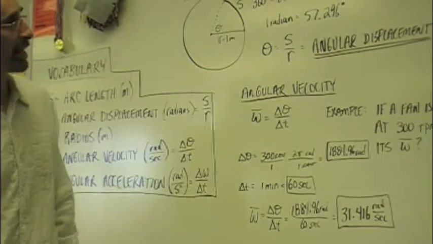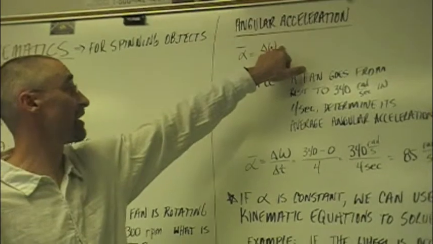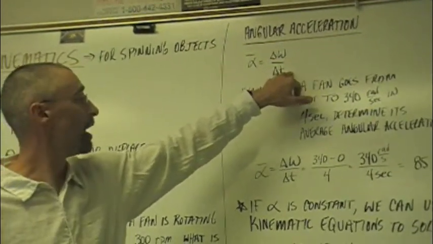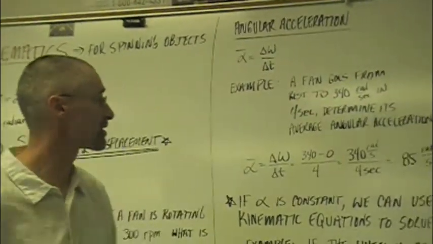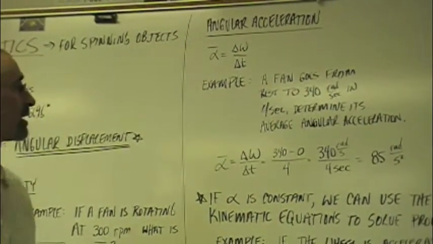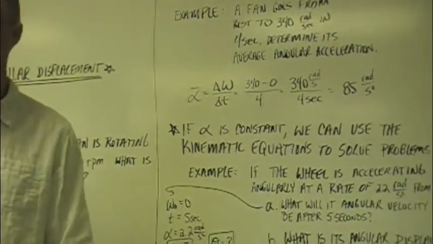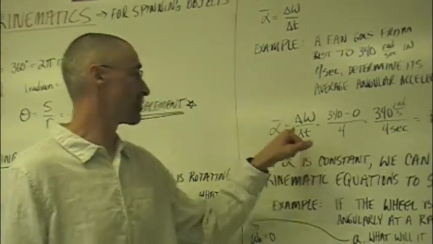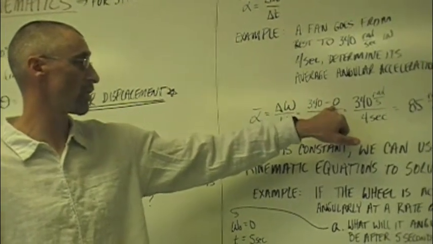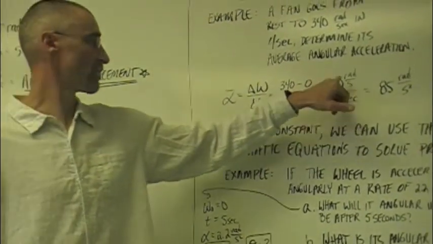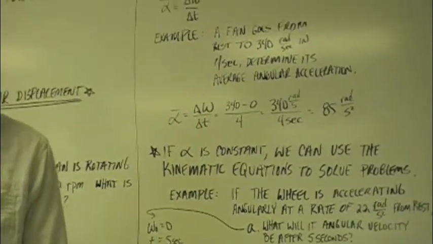Now, guys, if we come over here and look at angular acceleration, that's how fast your angular velocity is changing with time. So a real simple equation. And I did an example. I said a fan goes from rest to 340 radians per second in 4 seconds. Determine its average angular acceleration. Well, guys, this is pretty straightforward. Change in angular velocity: final was 340 minus initial was 0, all over 4 seconds. We get 85 radians per second squared as your angular acceleration.